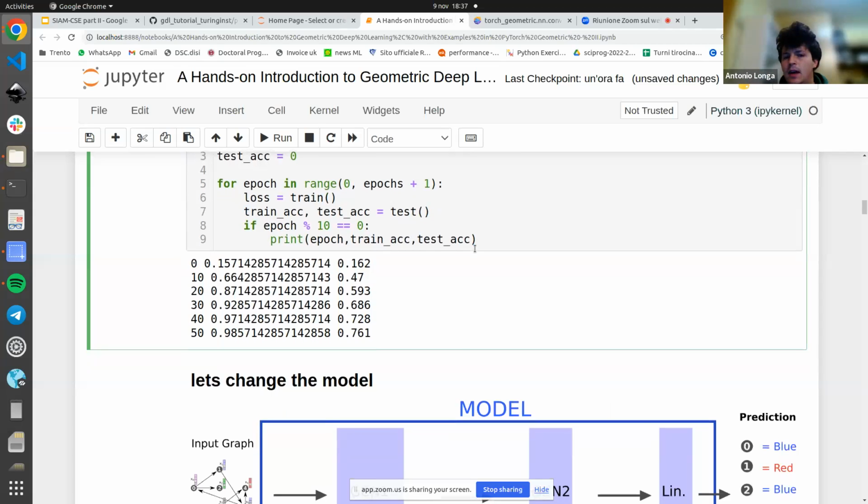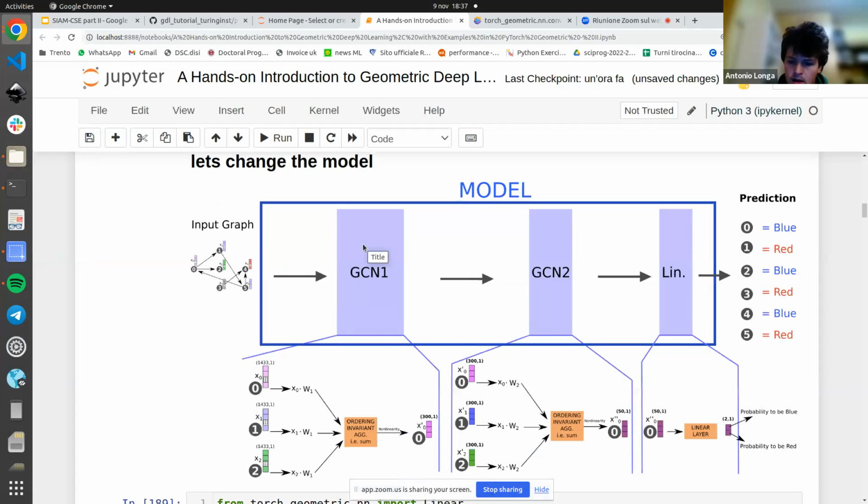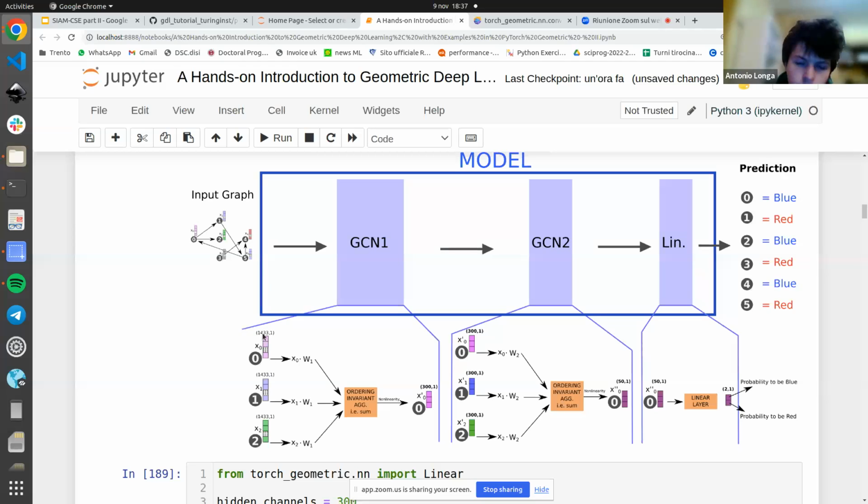let's change our model a bit. So far, we were going from 1,433 features up to 20, and then from 20 up to 7. Now we are going to do something different. We are going to go from 1,433 up to 300, and then up to 50. And then we are going to use a linear layer to go from 50 to the number of classes.